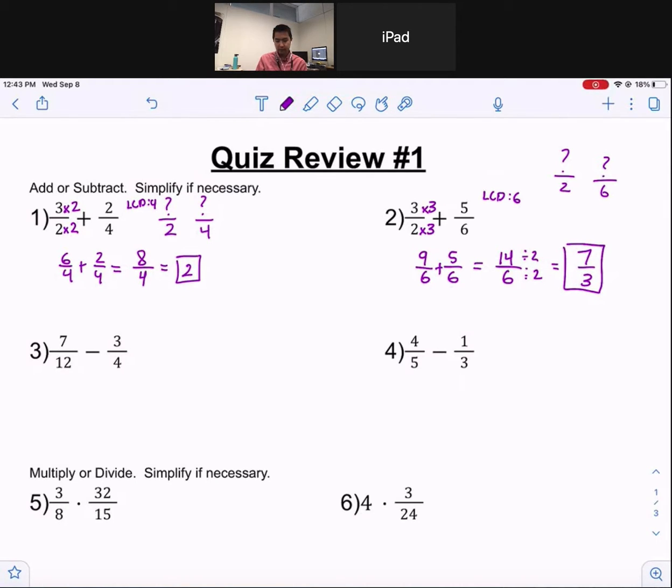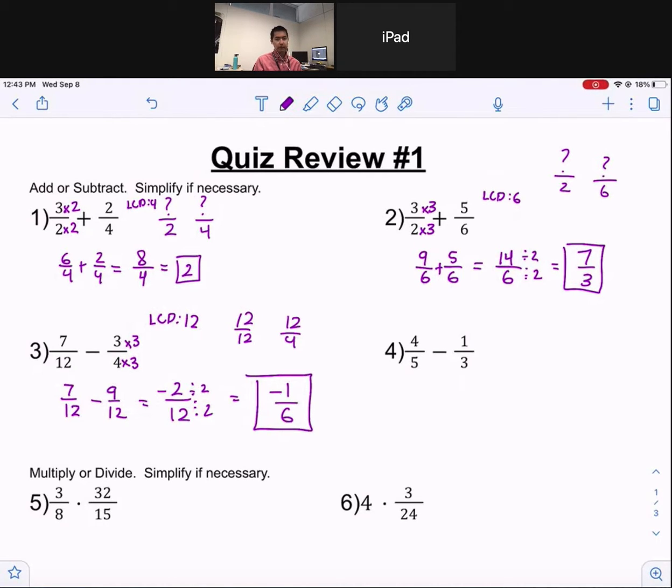Part 3. The least common denominator is 12. Both can go into 12, which looks like this, you guys. 12 can go into 12, and 4 can also go into 12. I'll leave that there. So this is 12, so that's fine. This needs to be the same as that one, so we're going to multiply top and bottom by 3. 7 over 12 minus 9 over 12. 7 minus 9 is negative 2 all over 12. And you guys can simplify by dividing top and bottom by 2. Negative 1 over 6.